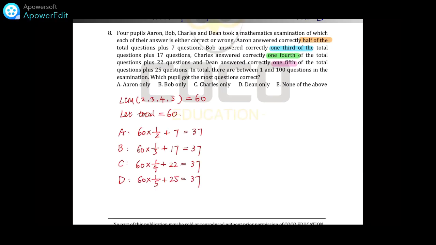So now we realize that all 4 of them answered the same number of questions correctly. They're asking which person got the most questions correct. So the answer is E. They are all the same.